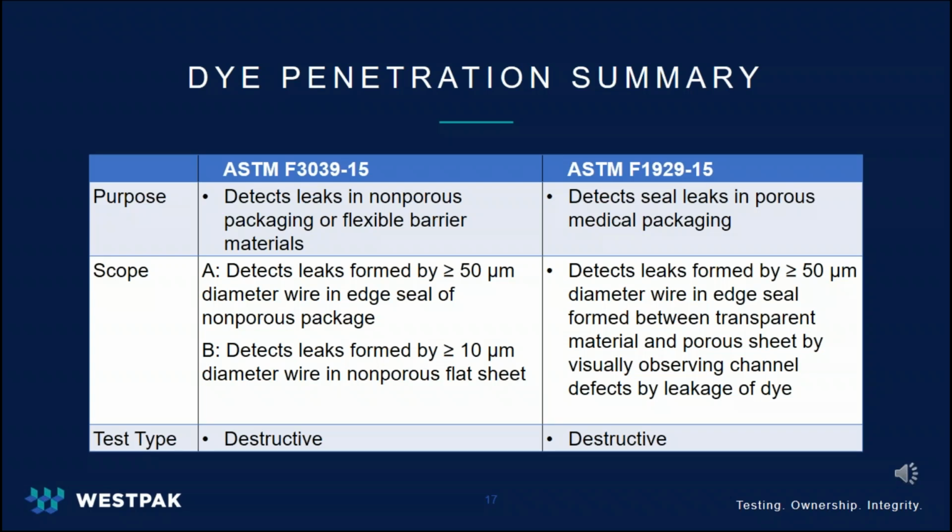The purpose of the ASTM standard F1929 2015 version is to detect seal leaks in porous medical packaging. It is used to detect leaks formed by greater than a 50 micrometer wire in an edge seal formed between a transparent material and a porous sheet by visually observing channel defects by leakage of dye. This is a destructive test as well.